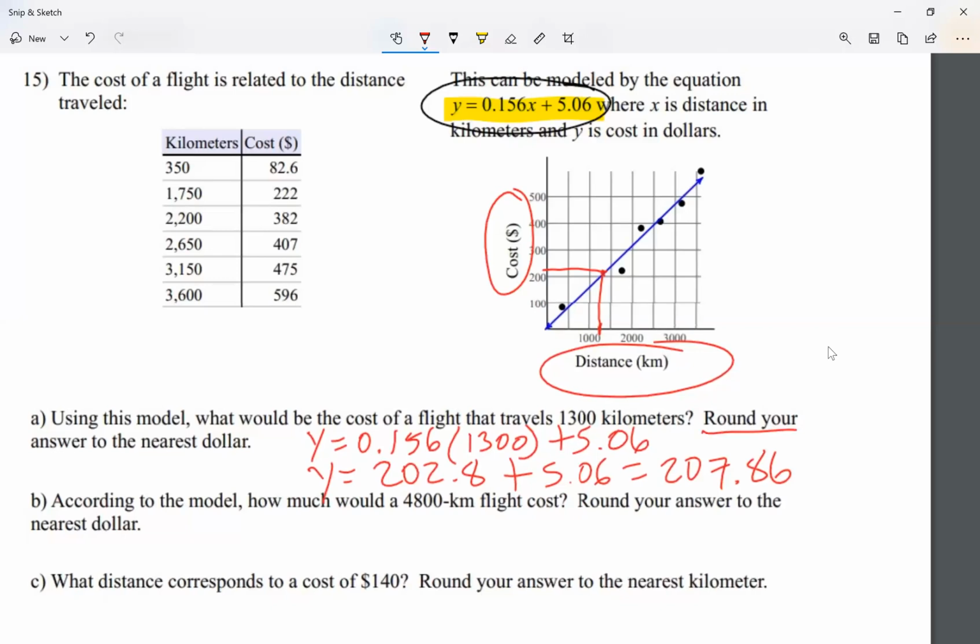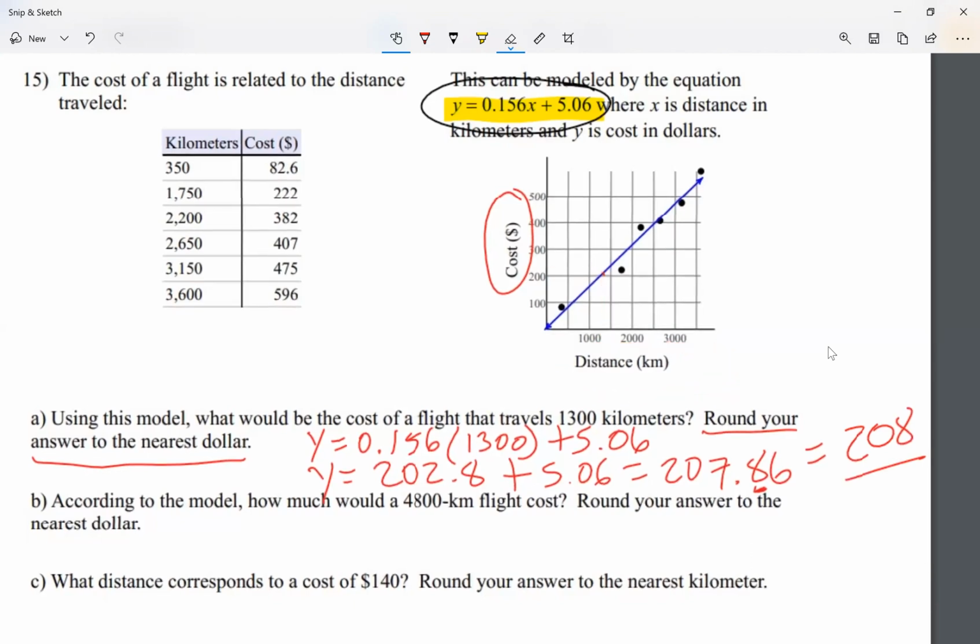However, here I see round your answer to the nearest dollar. So they don't want to deal with cents. They don't want to deal with change. So it's either $207 or $208. I look at my first number in the cents. If it's 5 or more, it goes up. If it's 4 or less, I ignore it. So in this case, my answer will be $208. Remember how I said I used the graph to have an idea what to expect, and I said a little more than 200? So 208 sounds about right.